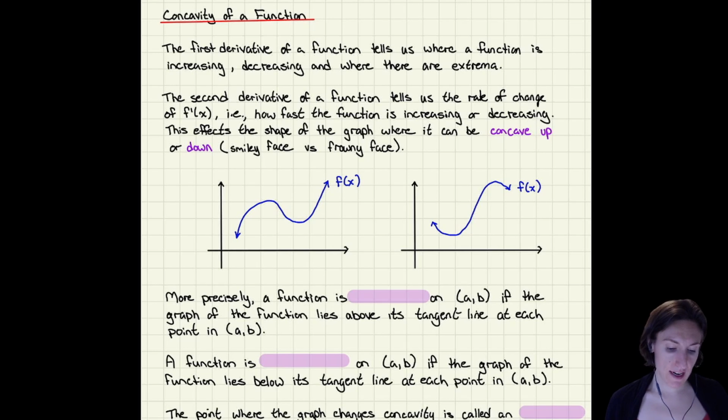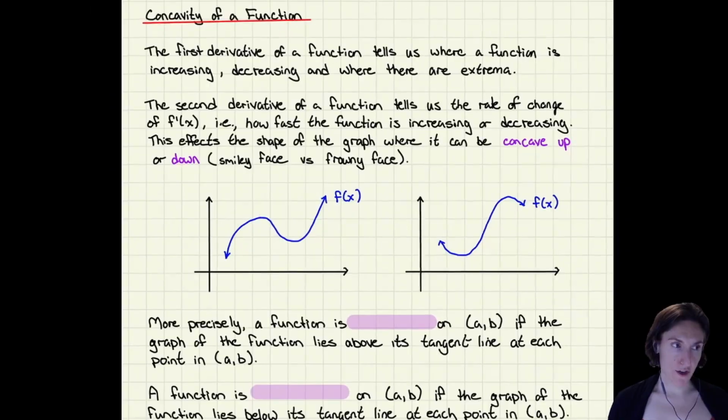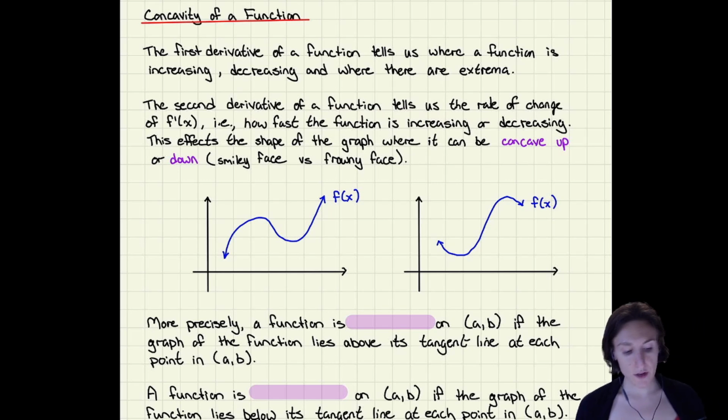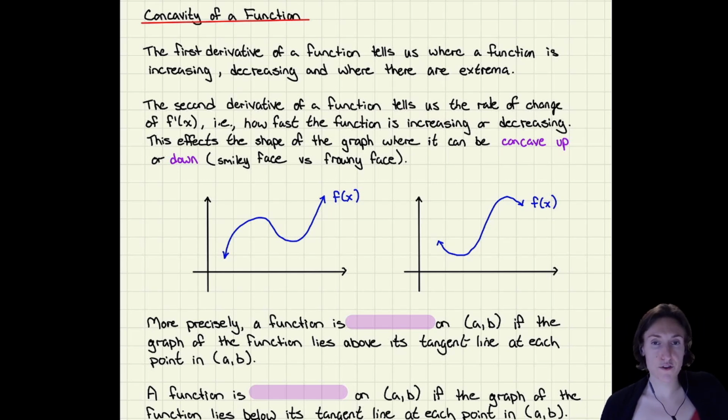Hello everyone. Now we're going to be talking about concavity. So the first derivative of a function tells us if a function is increasing, decreasing, and where there are extrema, maxes or mins. The second derivative of a function tells us the rate of change of the derivative. In other words, how fast the function is increasing or how fast it's decreasing. And this basically influences the shape of the function, where a graph can be concave up or concave down.